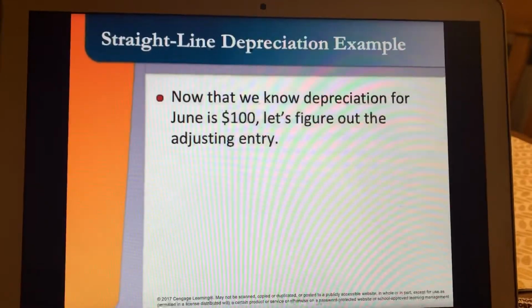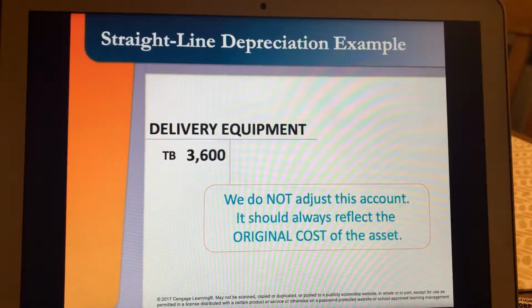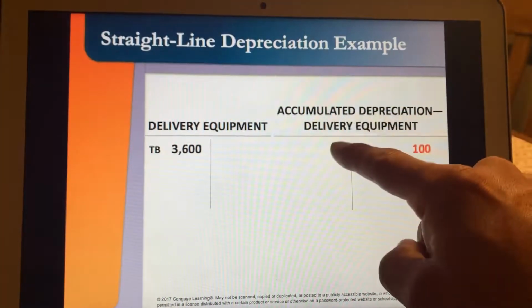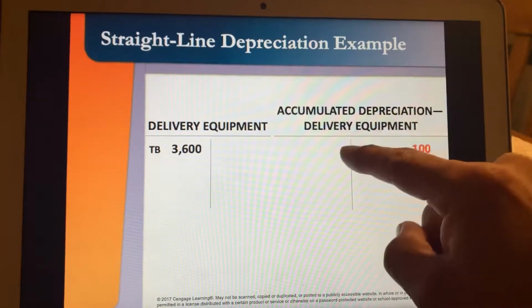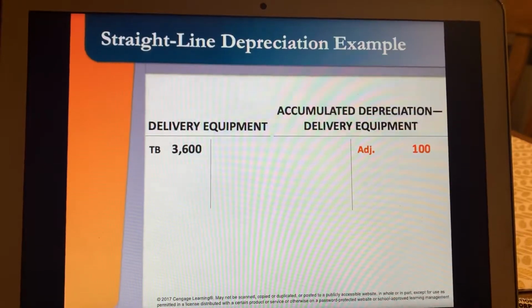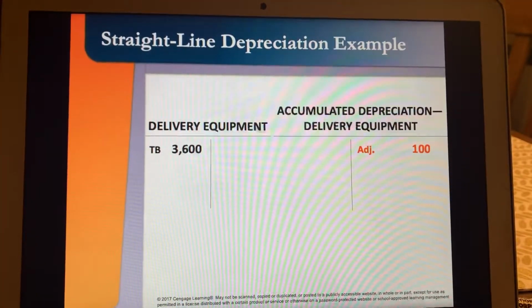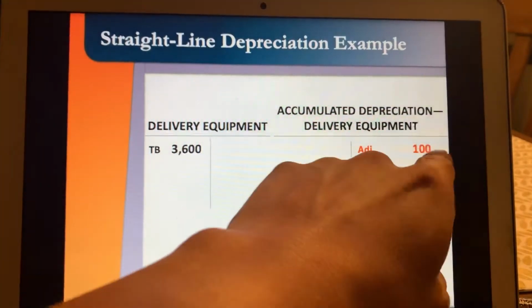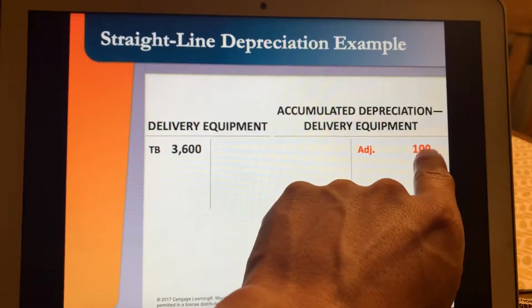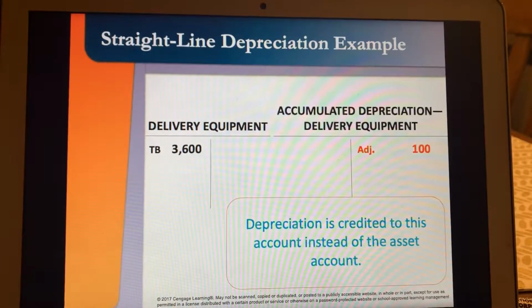Now that we know depreciation for June is $100, let's figure out the adjusting entry. So delivery equipment, $100, and this, by the way, is called a contra account because it'll go on the balance sheet, but it also shows the actual value of our delivery equipment by month. So for example, we're going to do this adjustment here in the contra asset accumulated depreciation, but we're also going to do an adjustment over here as well.